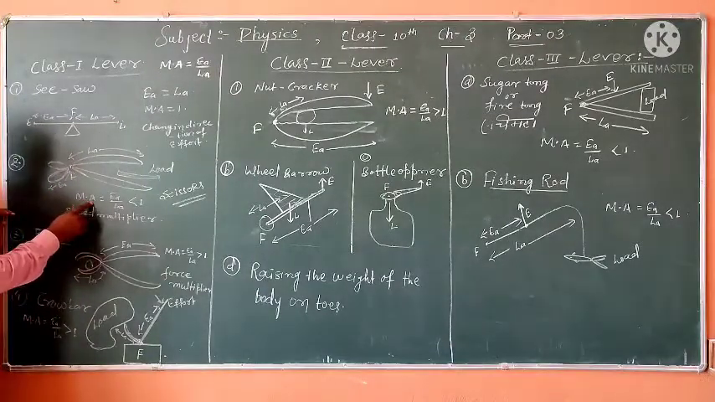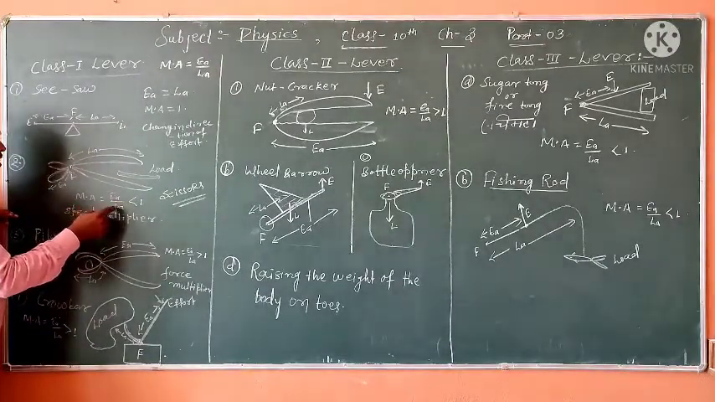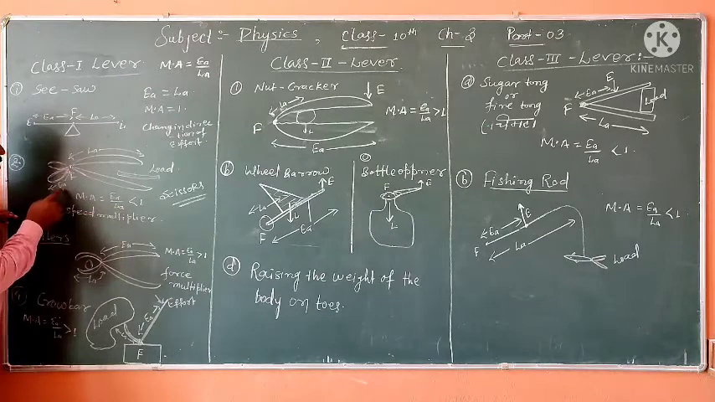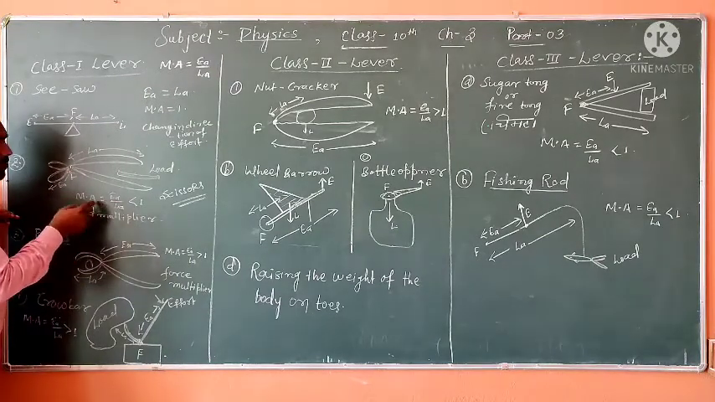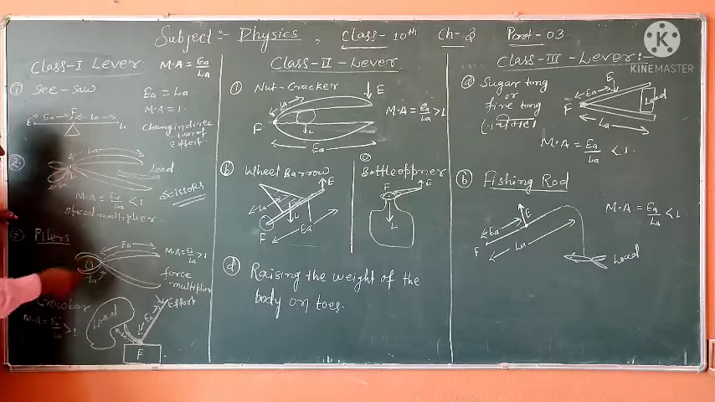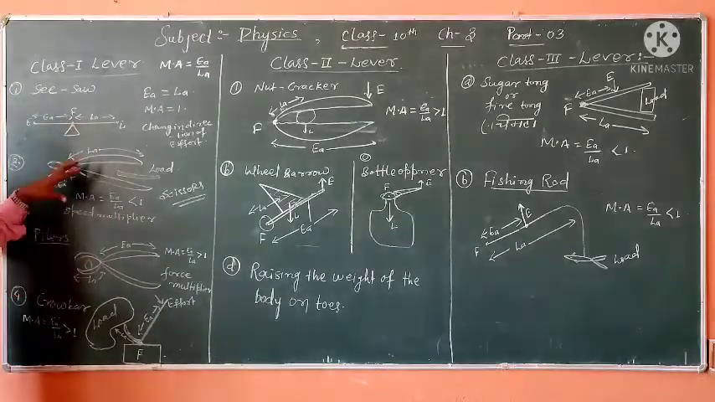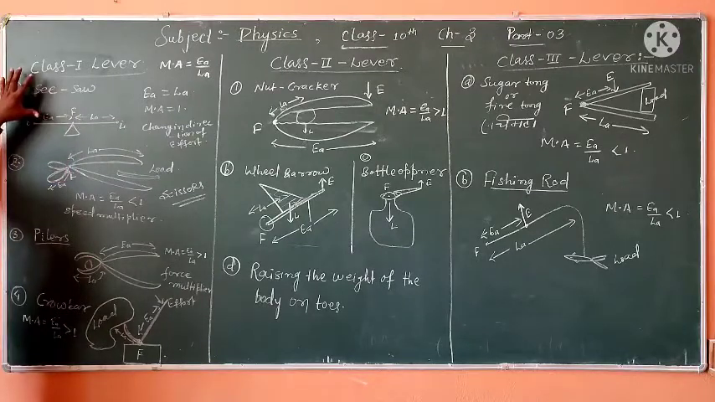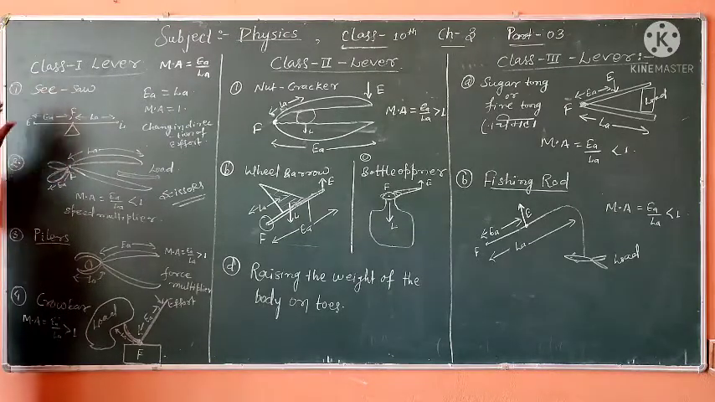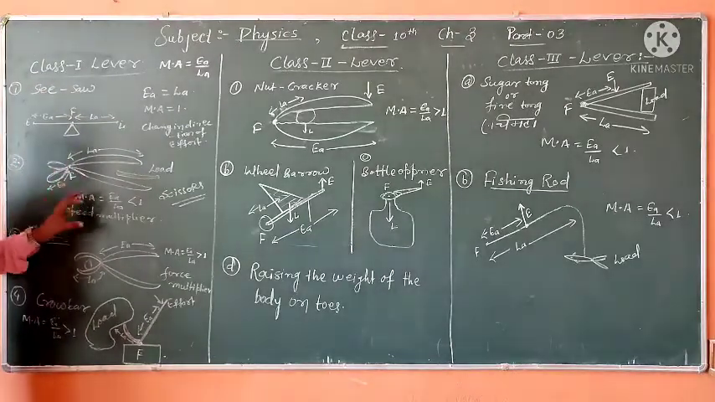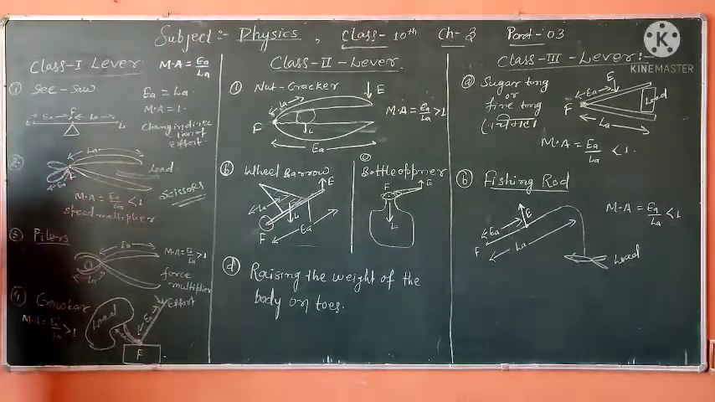As we know that mechanical advantage is equal to effort arm by load arm. Load arm is greater, it means mechanical advantage is less than 1. So the scissor works as a speed multiplier. It means the scissor is a first class lever which acts as a speed multiplier.